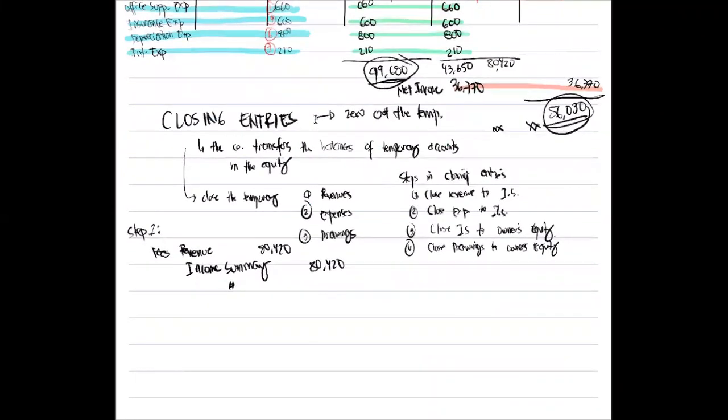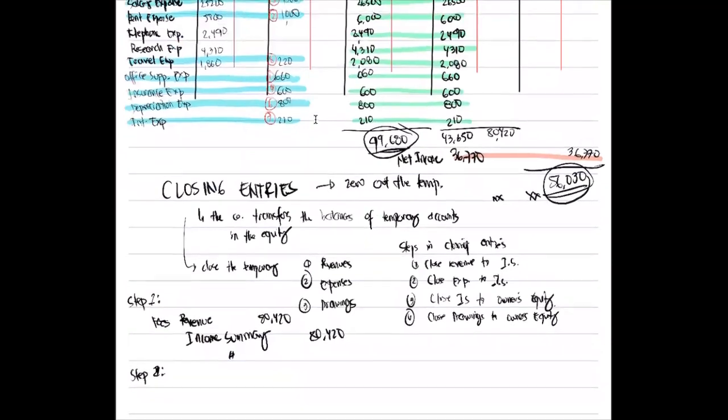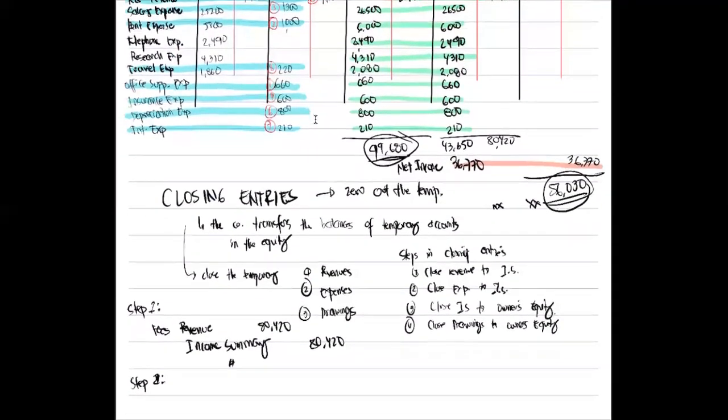Next, step number 2. We need to close the expense to income summary. O, tignan natin yung mga expense natin. Andyan lahat, di ba? We have salaries expense, we have your rent expense, we have your telephone expense, research expense, travel expense, and so on. So we just need to close them. So expense has a normal balance of debit. So to zero it out, you need to credit it. So we debit income summary, and then we credit the different expense.